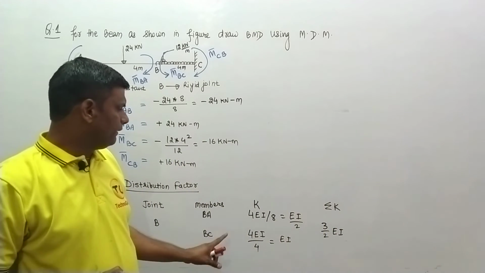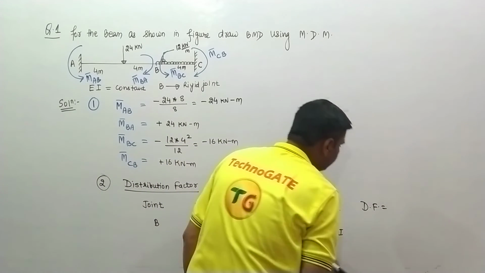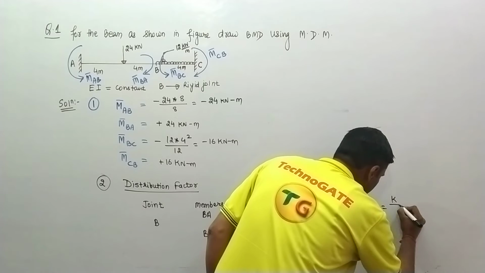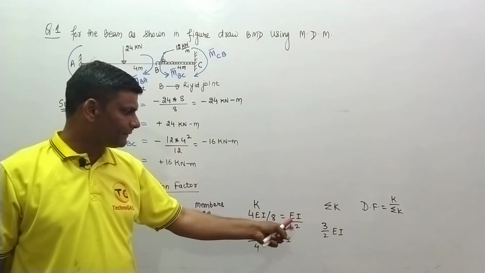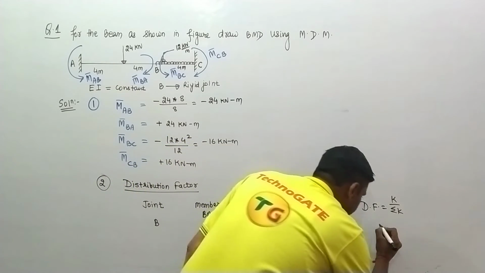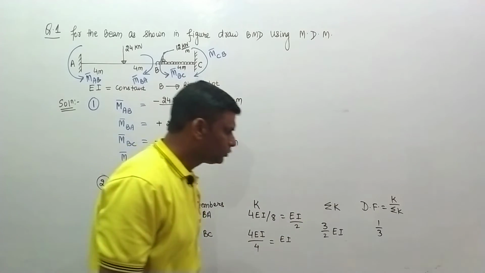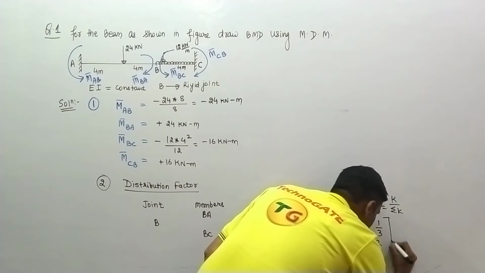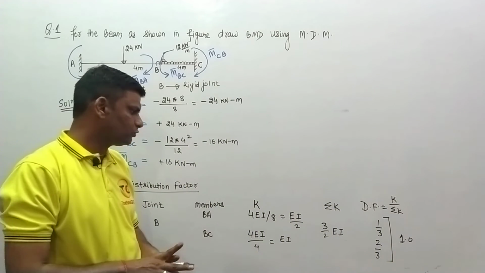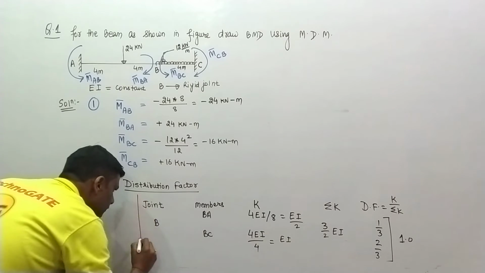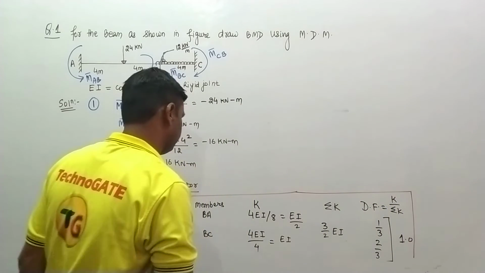Now we have to calculate the distribution factor. The formula is simple, K divided by summation of K. K is EI by 2 divided by 3 by 2 EI, the value is 1 by 3. EI divided by 3 by 2 EI, the value is 2 by 3. The algebraic sum of these two must be equal to 1.0, and that's okay. So my dear students, this is the table of the distribution factor.